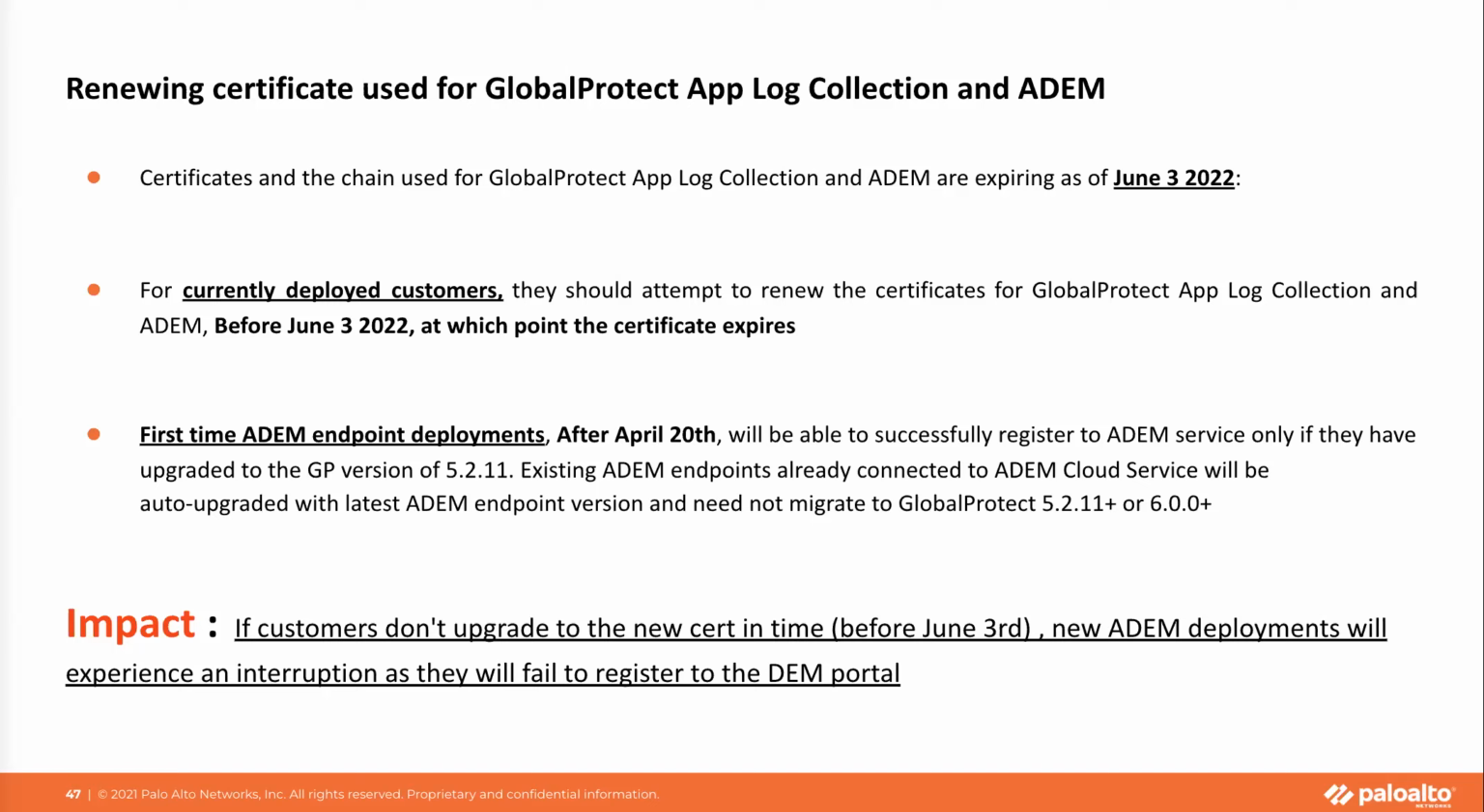For currently deployed customers, you should attempt to renew the certificates before June 3rd, when it expires. And for first-time users, the new users who have successfully registered to the ADEM service, only if they have upgraded to the GP version of 5.2.1.11, existing ADEM endpoints already connected to ADEM Cloud Service will be auto-upgraded with the latest ADEM endpoint versions, and you don't need to migrate to the GP or upgrade the GP version.